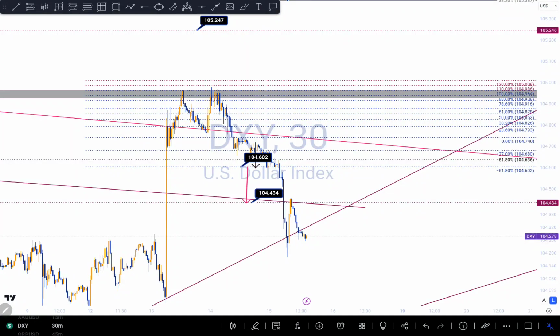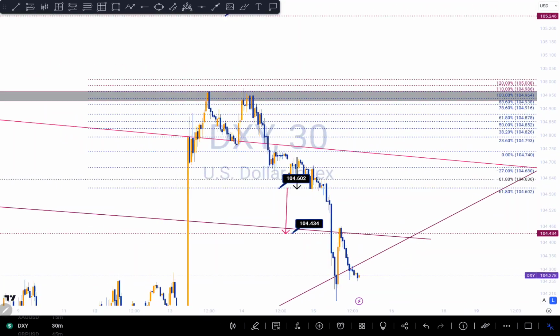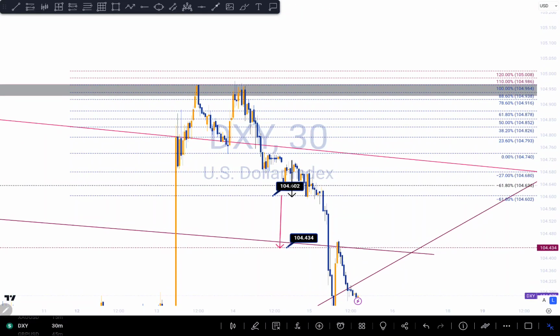Hi guys, so I'm gonna do an analysis on the XY. This will be my analysis update on the XY, guys. What am I expecting on the XY? Before I do my analysis on the XY, guys, I would like to do a quick recap on the XY.